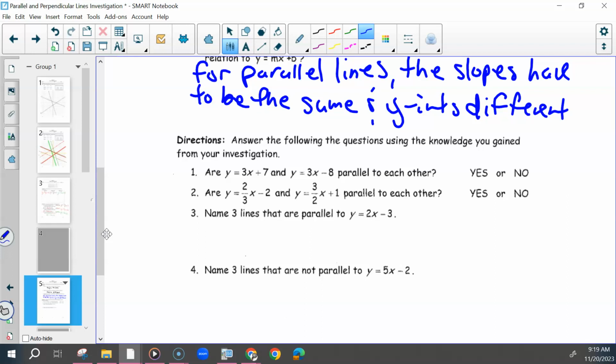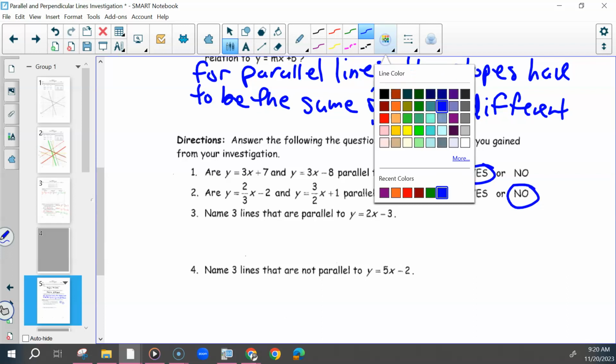So then, if I were to ask for number 1, are these two parallel to each other? Yes. How do we know that? They have the same slope and different y-intercepts. So yes, those are parallel. What about number 2? Are those parallel to each other? No. How do we know that? Just those, right? Yes. Period. Just that part alone tells us it's not parallel.